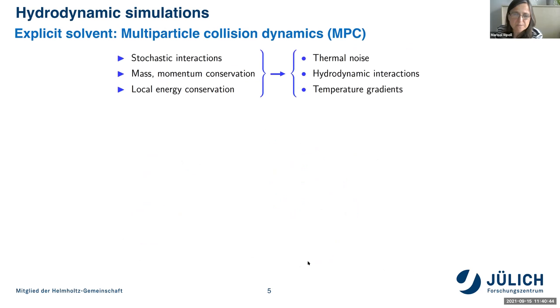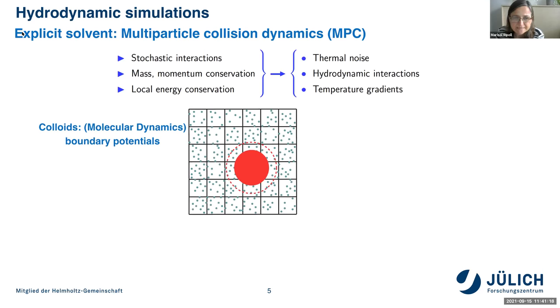This was very fast, but by choosing this random direction to make the rotation, you have stochastic interactions, which means that thermal noise is introduced in the system by the way the collision is made. Mass and momentum are conserved, and it has been shown in many papers that this translates into proper hydrodynamic interactions. Kinetic energy is also conserved, which means that energy can be propagated and that you can implement temperature gradients.